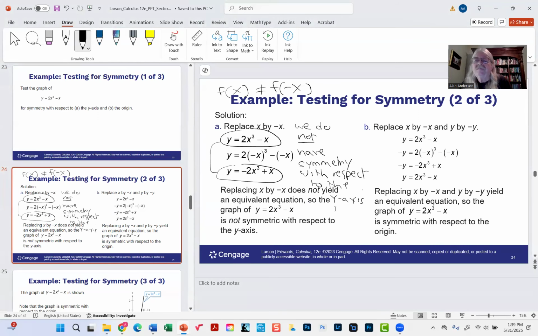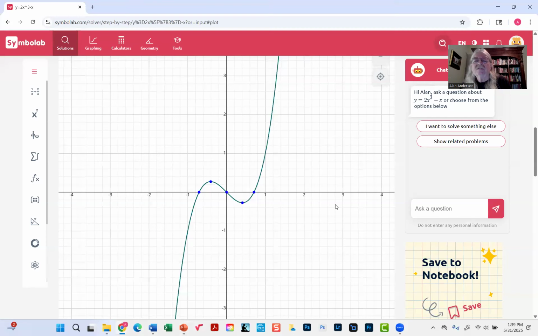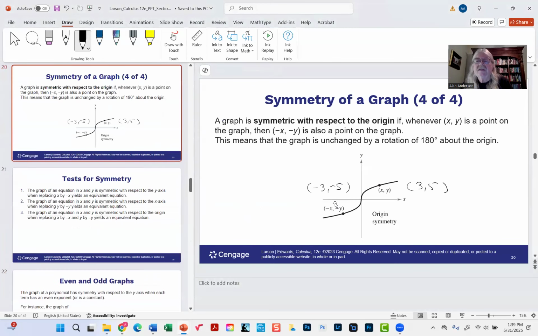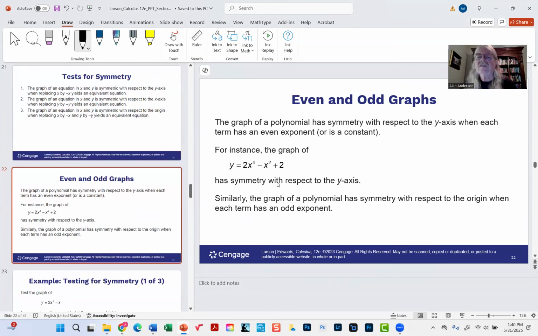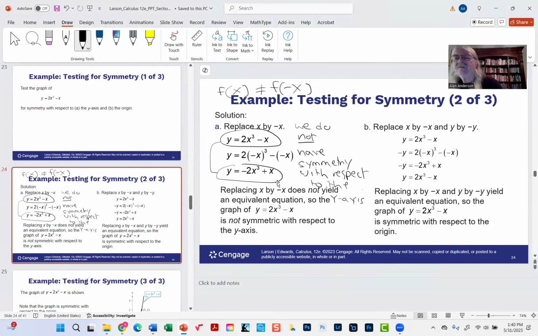But with respect to the origin, if you remember from the way we defined this, let's go back a bit. Here, for each x, y, we have to have negative x, negative y. So what we're looking for is this. To prove that this is happening here, what we have to do is replace each x by negative x, each y by negative y, and we should end up with the same result. Okay, and that's exactly what happens here. And that indicates that we do, in fact, have a geometric or algebraic proof that this graph is symmetrical with respect to the origin.